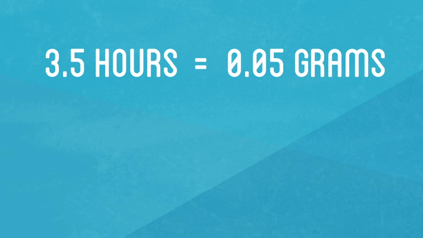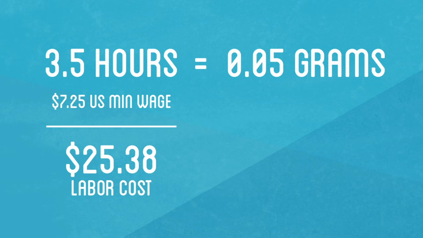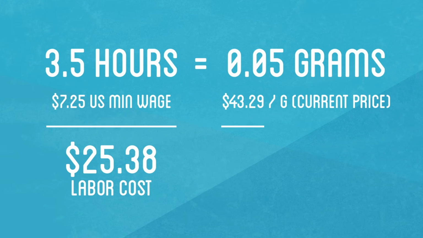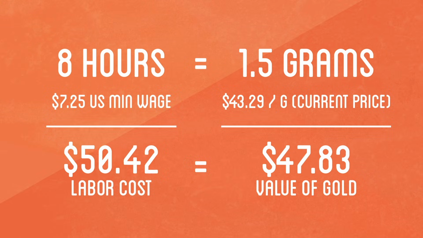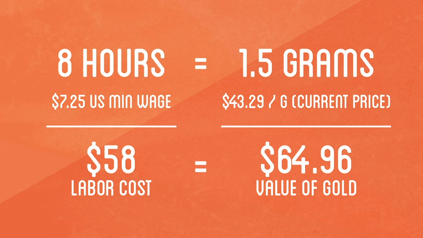So the end result of 3.5 hours of labor was something like maybe 50 milligrams of gold. At minimum wage, that means it cost me a little over $25 to produce that gold, which is worth maybe $2. But as Alan was saying, once you get the motion down and can do it for a full day, you can potentially pull in 1 to 2 grams a day.